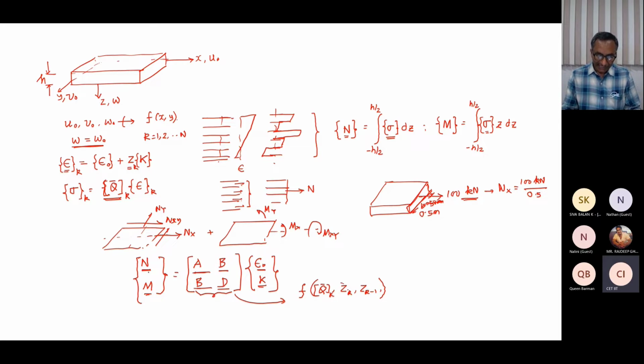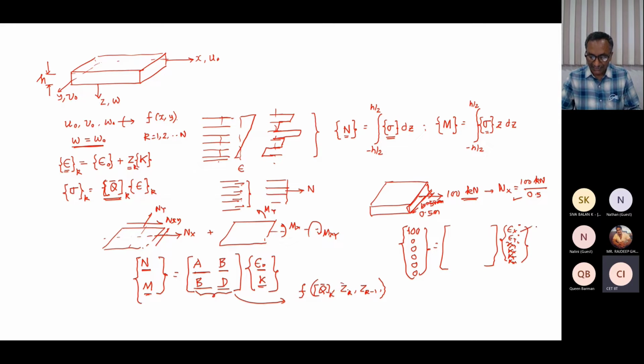So knowing this, suppose this is the laminate which is subject to only Nx, then what is the force vector? All others are set to 0. Say Nx is 100 kilonewton per meter, Ny is 0, Nxy is 0, Mx is 0, My is 0, Mxy is 0, is equal to the ABBD matrix times epsilon x naught, epsilon y naught, gamma xy naught, kx curvature, ky curvature, kxy. We take this inverse, and we can find out all these epsilon x naught, epsilon y naught, all these strains and curvatures. These are mid-surface strains and curvatures.